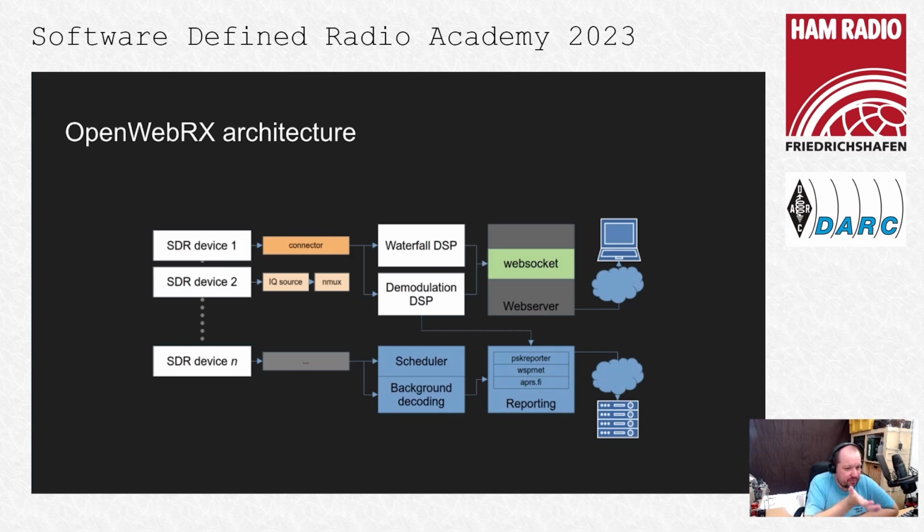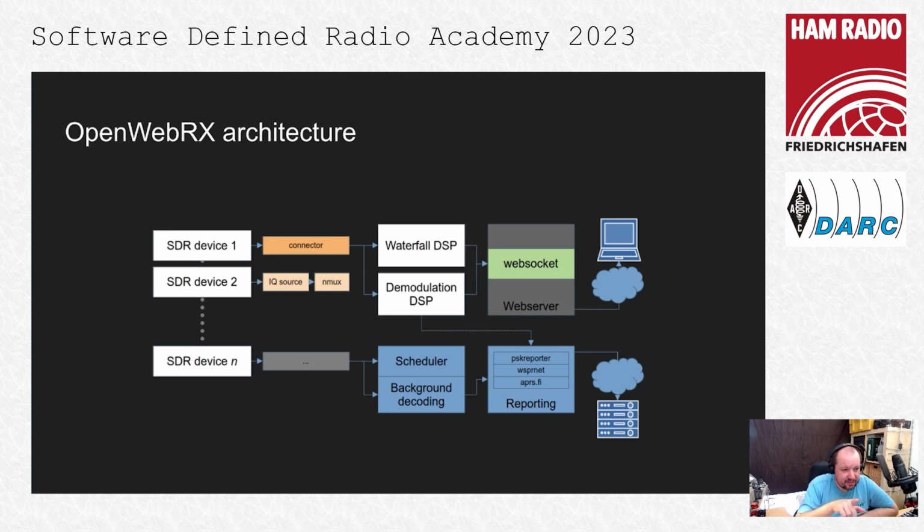This is the basic data processing pipeline in OpenWebRX. As you can see on the left, I have put down a number of software-defined radio devices. You can use as many as you want and as many as your hardware supports. The one thing most people will run into is usually the USB bandwidth. That is typically the limit of how many SDR devices you can run. But you can have as many as you want as far as the software itself goes.